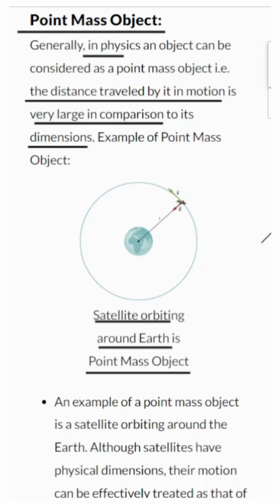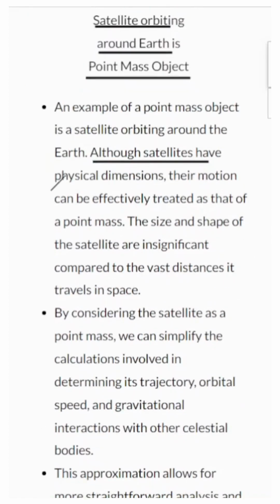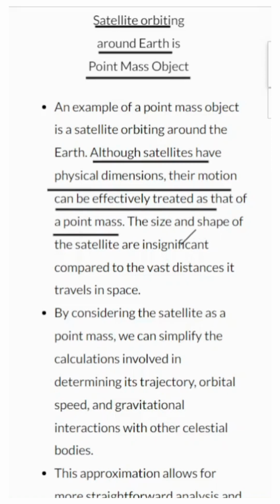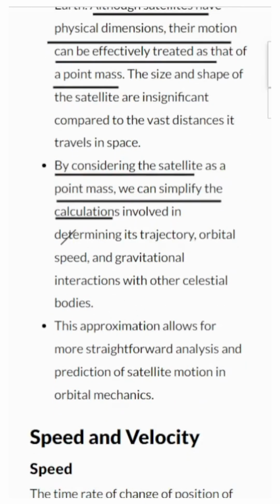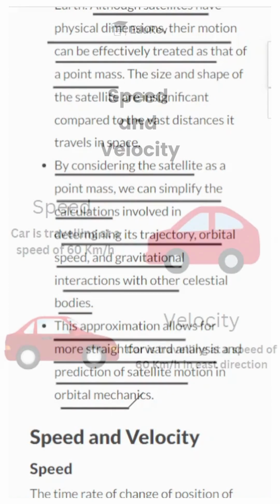While satellites do have physical dimensions, they are so small compared to the vast distances they travel in space that their motion can be effectively simplified as if they were point masses. Treating them as point masses makes calculations for trajectory, orbital speed, and gravitational interactions with other celestial bodies much simpler in the field of orbital mechanics. This approximation streamlines the analysis and prediction of satellite motion in space.